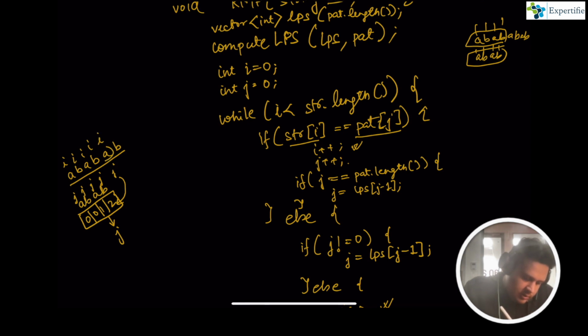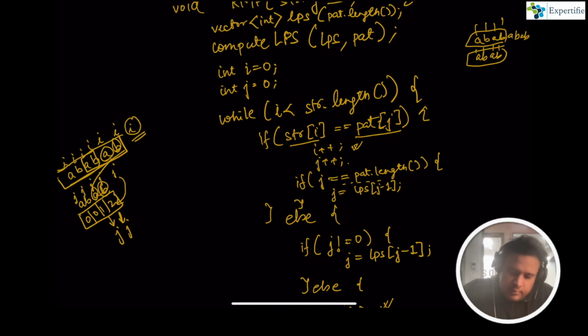Now this a and this a is matched. Again they match. Again i plus plus, j plus plus happens. j goes here. This b and this b again match. Again i plus plus, j plus plus happens, and i reaches the end of the string. We got two matches, one here and one here. Okay, so you could have printed that at this point somewhere.